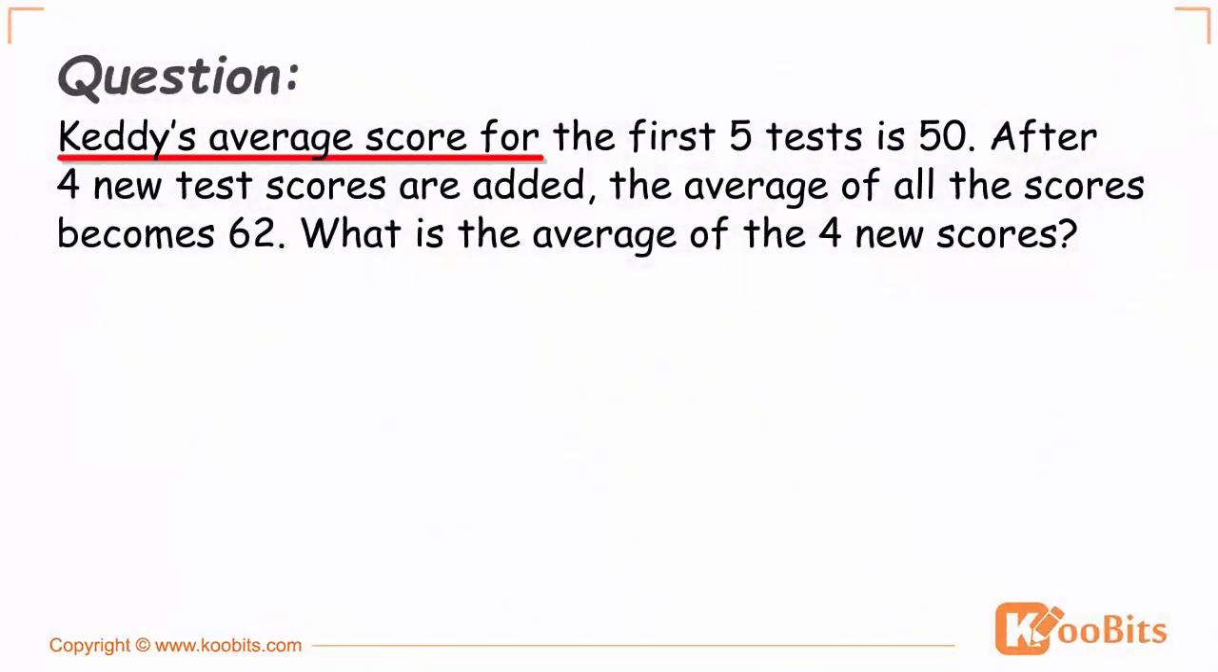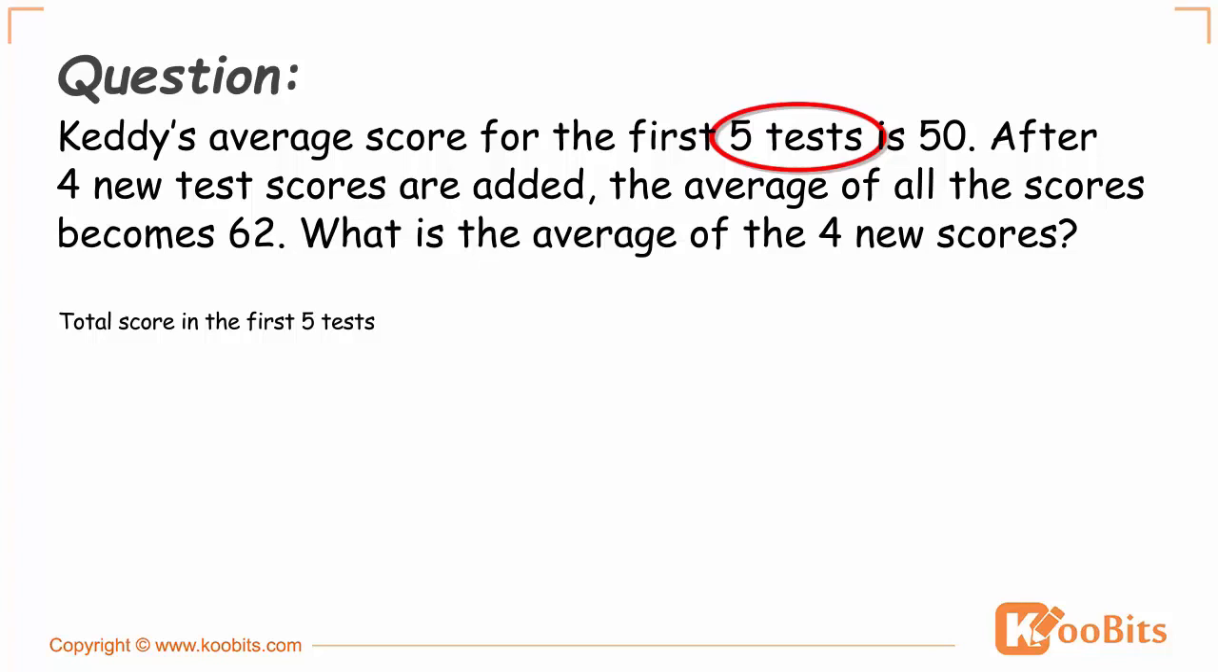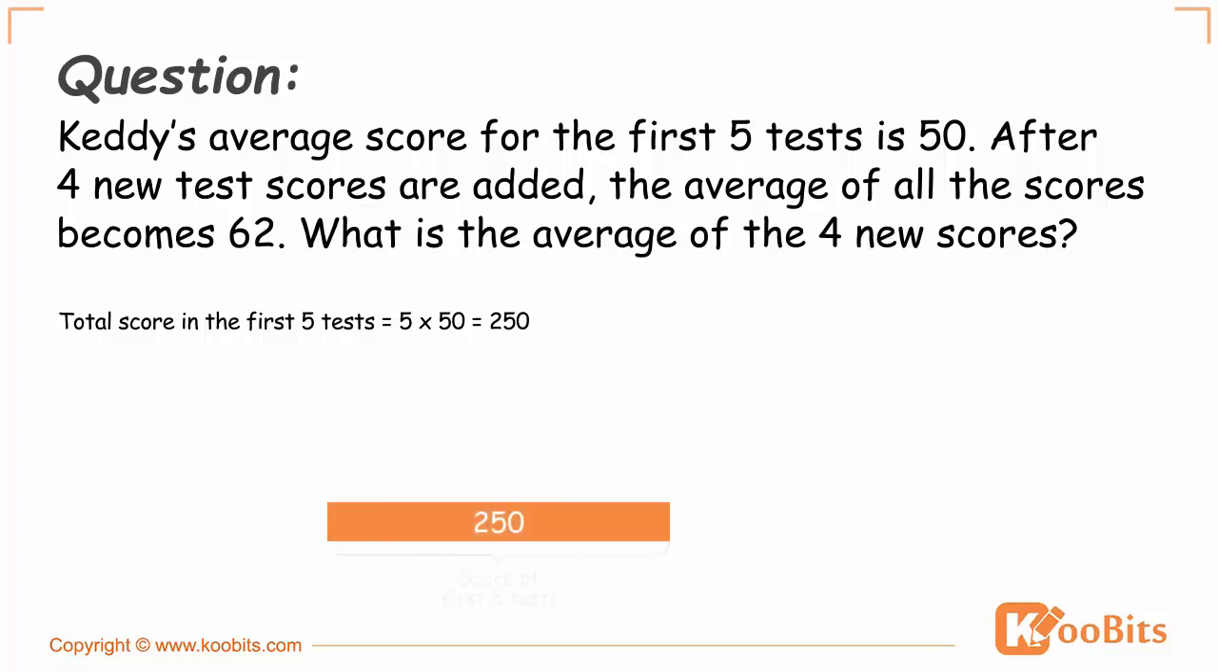Ketty's average score for the first 5 tests is 50. First, let's find Ketty's total score in the first 5 tests. This is equal to the average score, 50, multiplied by the number of data, 5 tests. 50 multiplied by 5 equals 250. Let's use a rectangle to represent the total score for the first 5 tests.